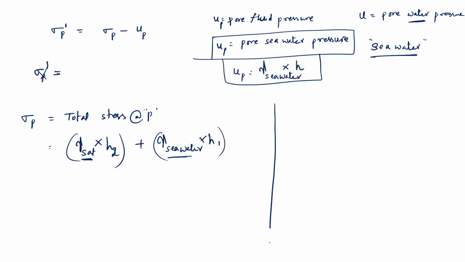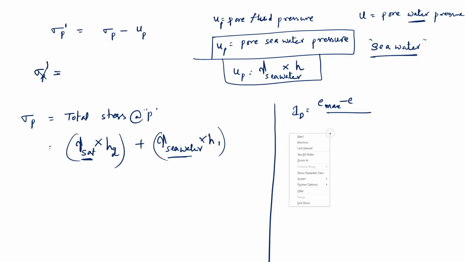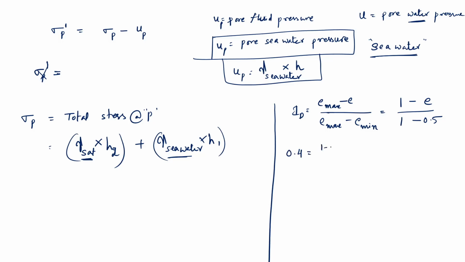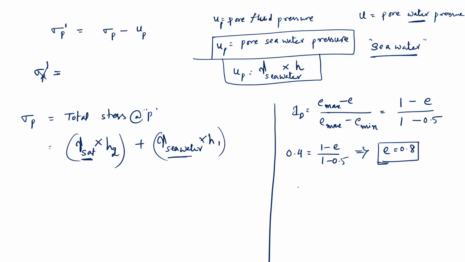So now for this you can calculate from ID. Relative density is written as E maximum minus E divided by E maximum minus E minimum. Here E maximum is given as 1, E is not given, the in situ void ratio, and E minimum is given as 0.5. Relative density is also given, that is 0.4. So 0.4 equals (1 minus E) by (1 minus 0.5), which implies E equal to 0.8. This is the in situ void ratio.